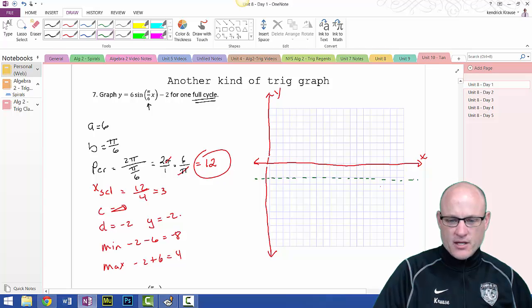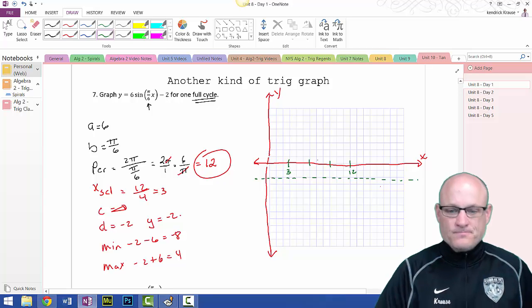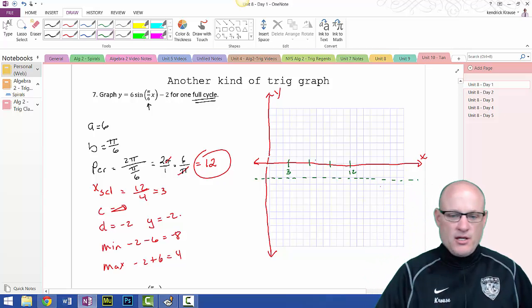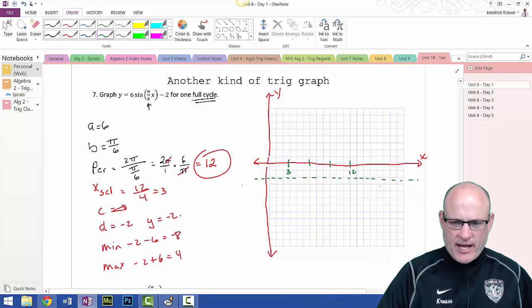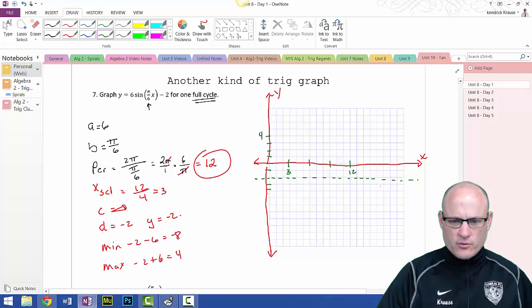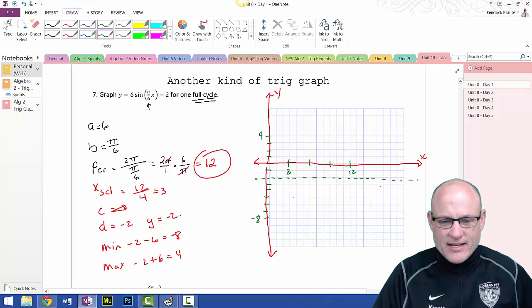Dotted line. I'm going to put my scale in, and it says every 3. 1, 2, 3, 4. That's 12. And that's 3. Now let's get the max in there. 1, 2, 3, 4 is my max. And 1, 2, 3, 4, 5, 6, 7, 8. Hope your drawing looks better than mine. -8 is my min.